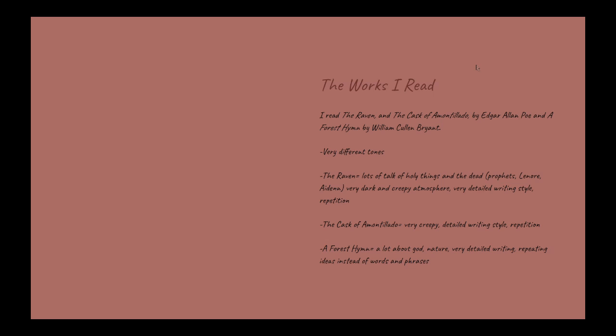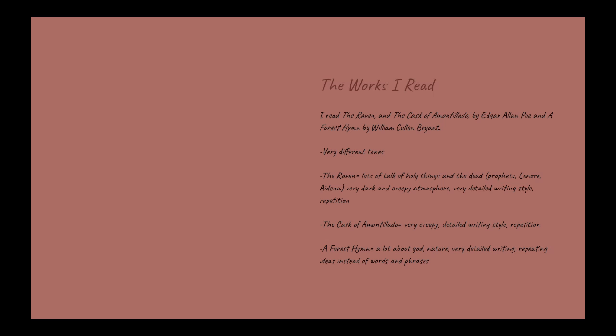The works that I read. I read The Raven and The Cask of Amontillado by Edgar Allan Poe and A Forest Hymn by William Cullen Bryant. The tones are very different. You can very much tell the difference between Romanticism and Dark Romanticism in these works.